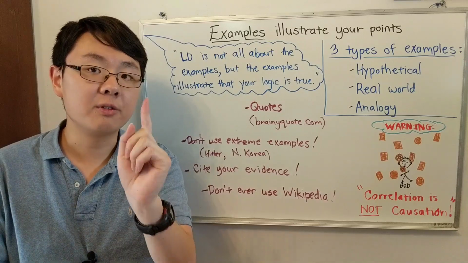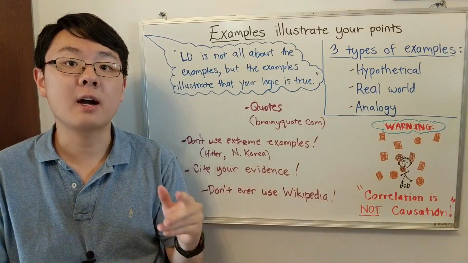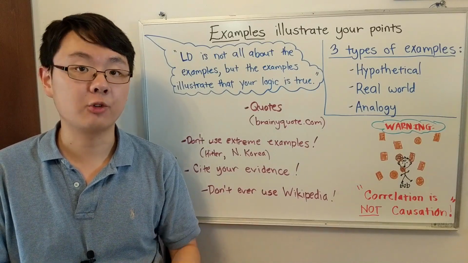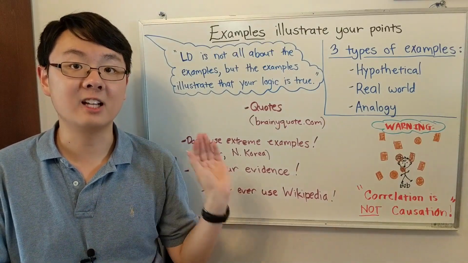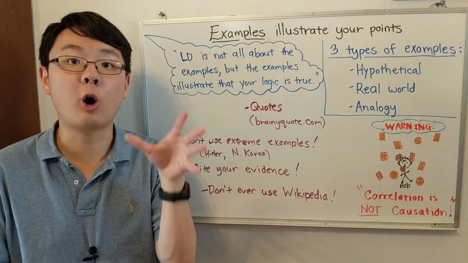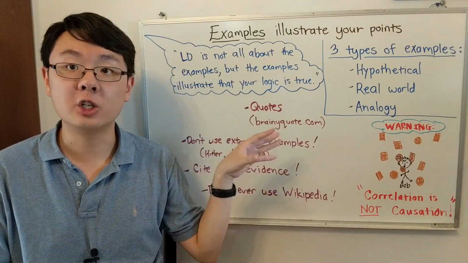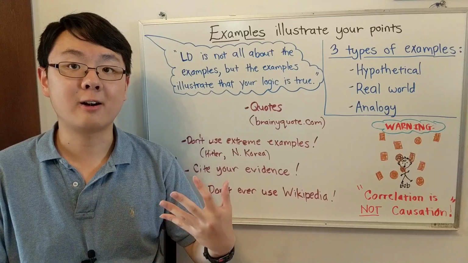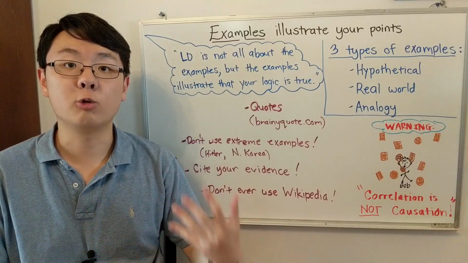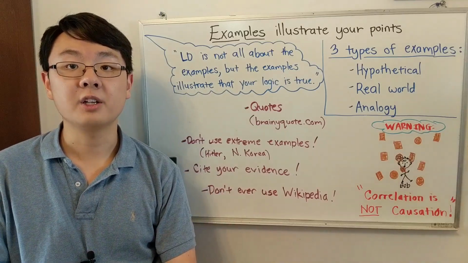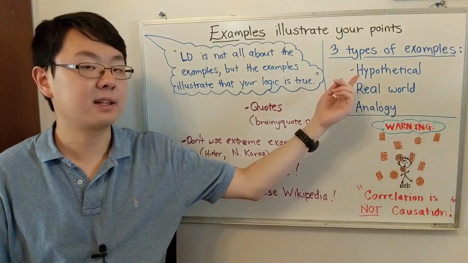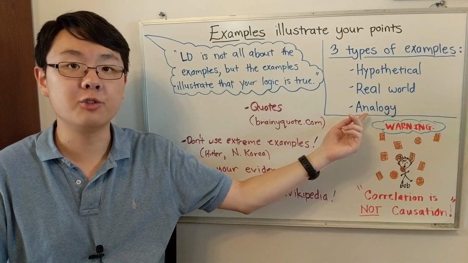Now, this is very important: the examples are not your main arguments in LD. LD is not about examples and it's not about evidence. LD is about logic and philosophy. So examples are not central to LD. They should not be central. But they are useful to demonstrate that your logic is valid and that it plays out in the real world. So you do want to use current events and historical examples. You can also use some hypothetical examples. And if you want, you can use an analogy.